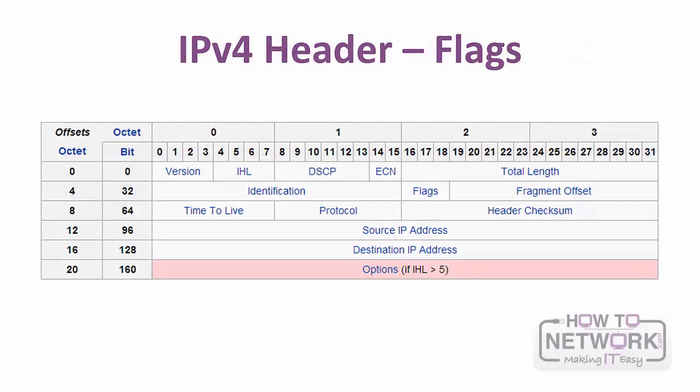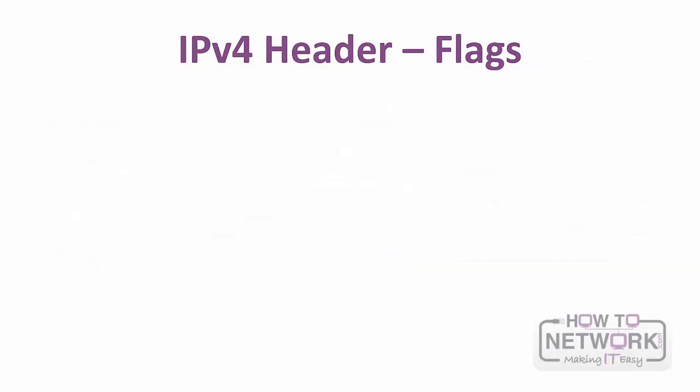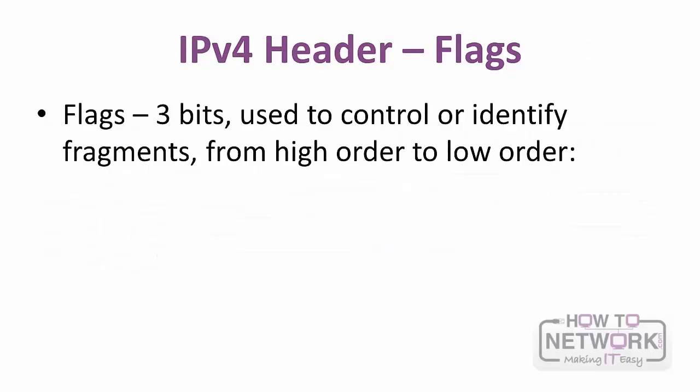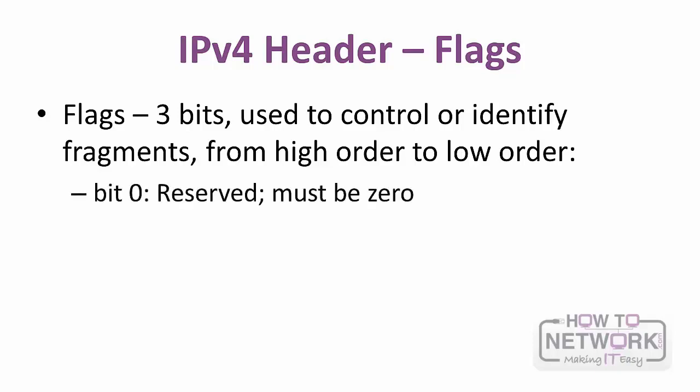Flags, 3 bits. This 3-bit field is used to control or identify fragments. These bits are, from high order to low order, bit 0, reserved, must be 0. Bit 1, don't fragment, DF. Setting to 1 means that this packet should not be fragmented. Setting to 0 means that this packet can be fragmented if needed.